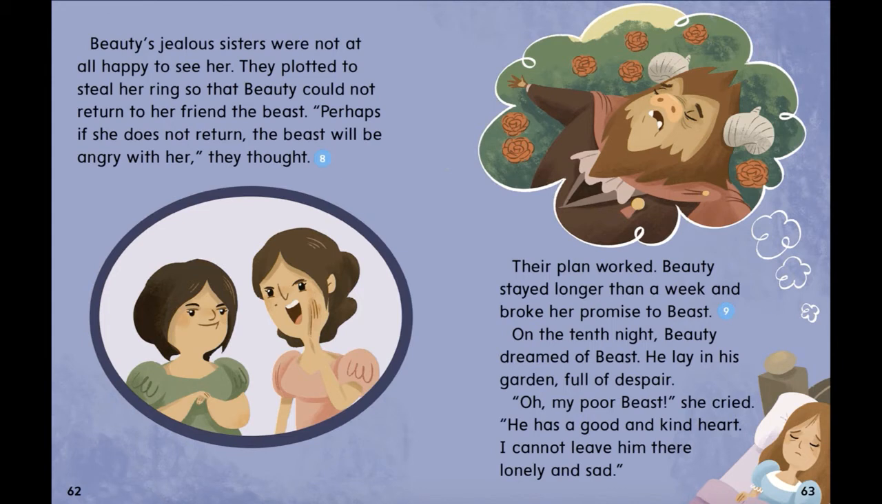Beauty's jealous sisters were not at all happy to see her. They plotted to steal her ring so that Beauty could not return to her friend the Beast. Perhaps if she does not return, the Beast will be angry with her, they thought.